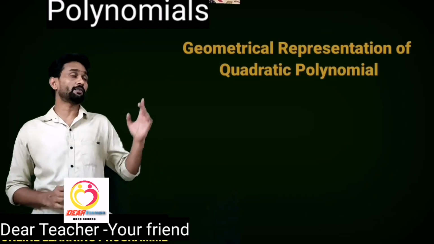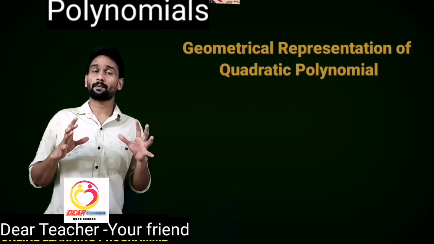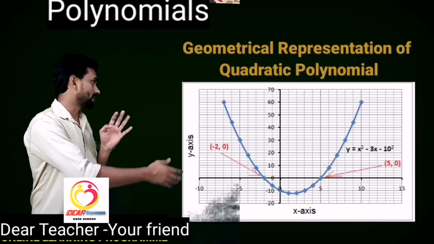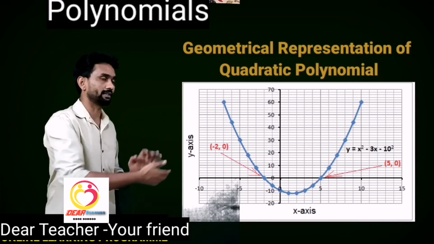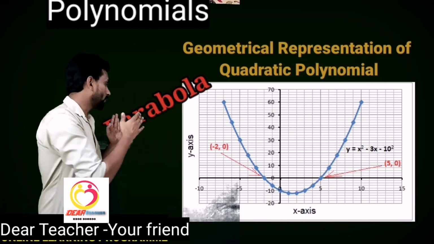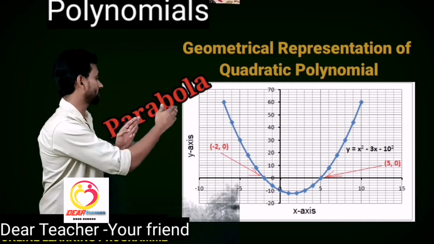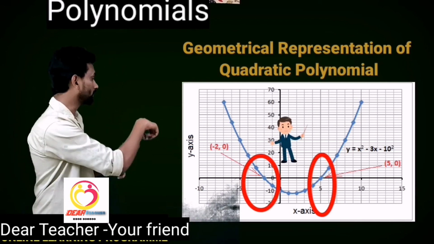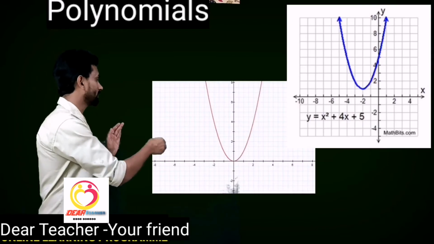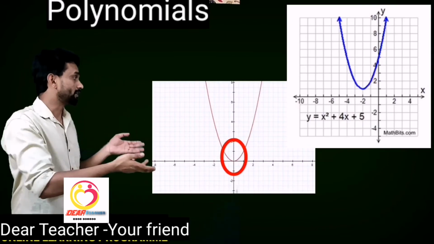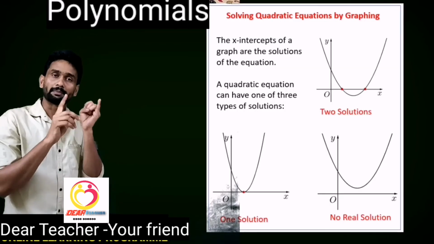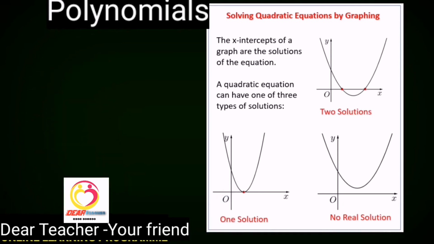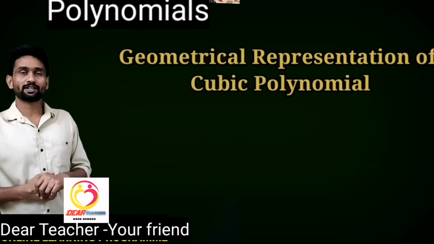Next, the geometrical representation of a quadratic polynomial. It is a polynomial of degree 2, so there will be 2 zeros. In this representation we will get a shape like this. This is called a parabola. This parabola will cross or touch the x-axis at a maximum of 2 points. It can pass through at 2 points, sometimes it will touch only 1 point, and sometimes it will not touch. These are the chances. Sometimes it has 2 zeros, 1 zero, or no zeros.